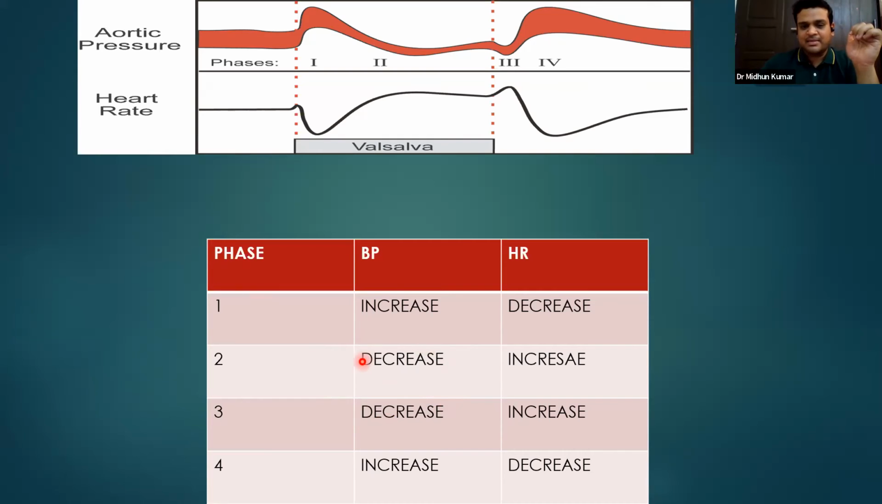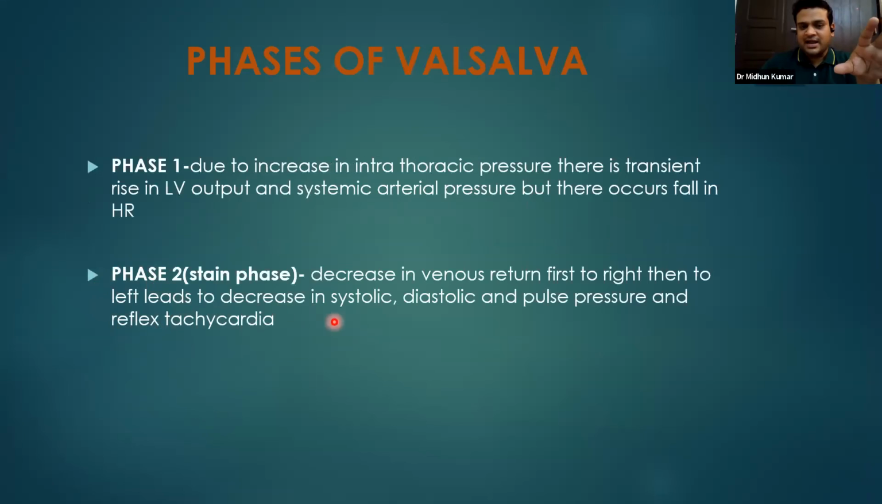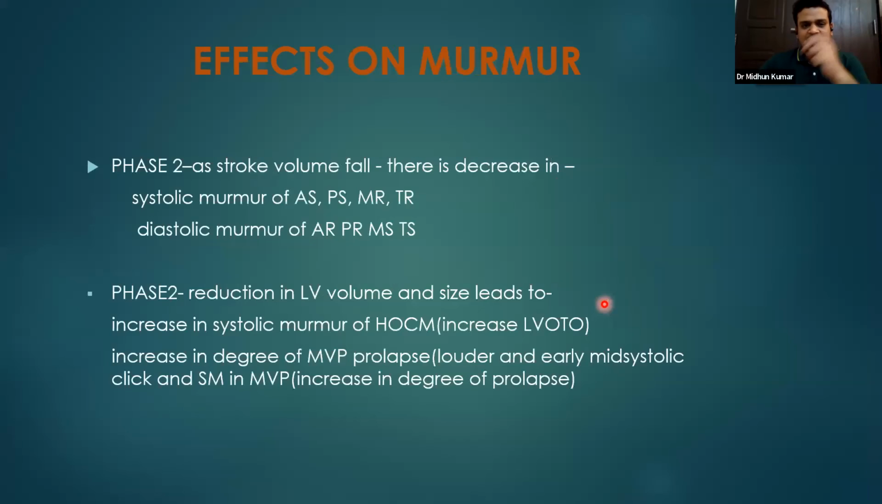In the strain phase of Valsalva, the BP is going to decrease and the heart rate is going to increase. In the release phase or the reflex phase, the opposite occurs. The BP is going to increase, and then the reflex bradycardia is going to happen. So Valsalva is a separate entity, and I'm not going into much detail about it, but just remember that phase 2 of Valsalva is very, very important. In phase 2, there is a decrease in venous return, so that the BP or the stroke volume decreases, and then there is a reflex tachycardia. As I already said, phase 2 is similar to standing. So there will be a decrease in all the murmurs.